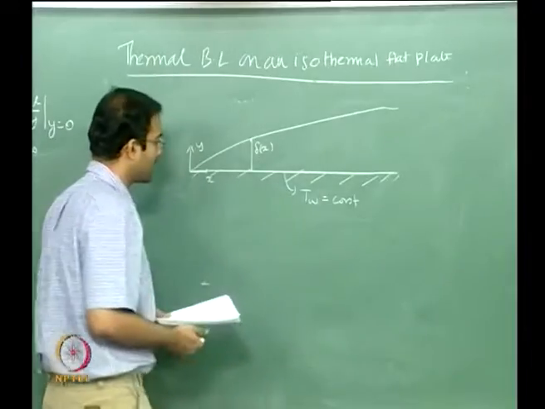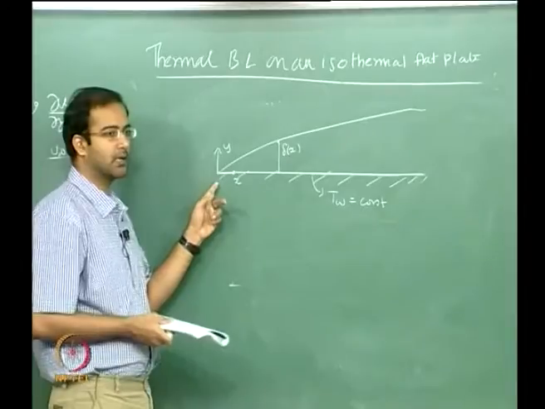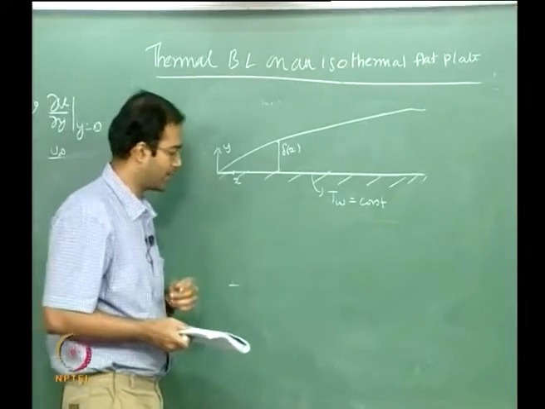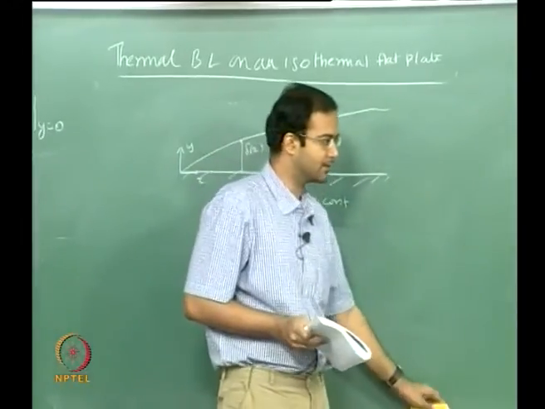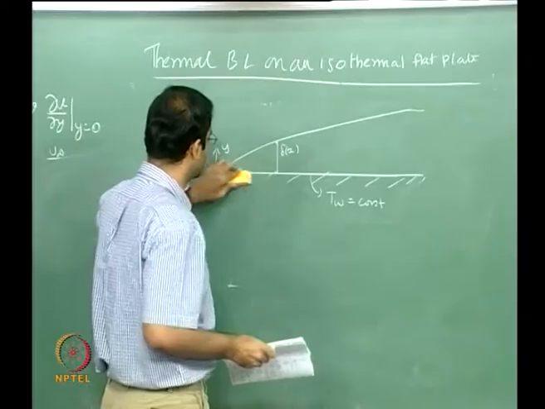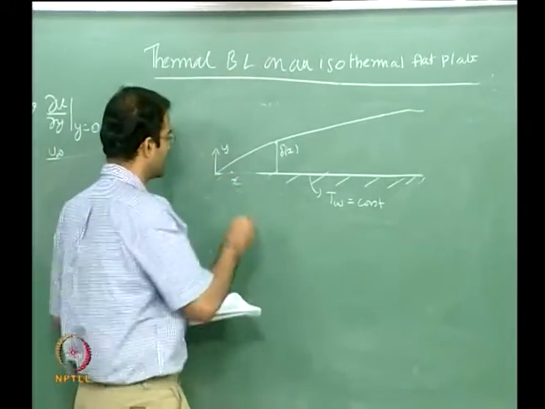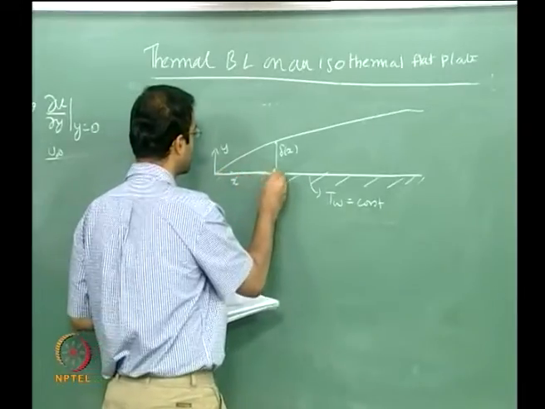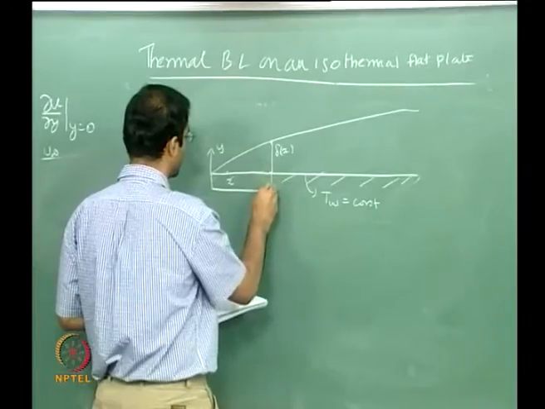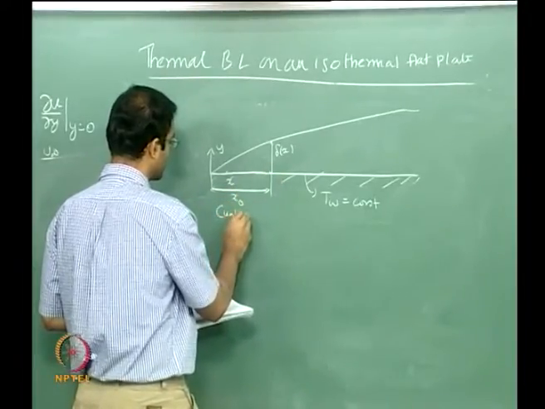Now when you apply this T wall is constant, it need not mean that you are heating all the way from the leading edge. Okay, so for a more generic case, you can actually not heat the initial portion. So this could be what is called the unheated starting length. Okay, and you can start the heating after some certain distance, so that distance will be x naught. Okay, so this x naught is your unheated length.